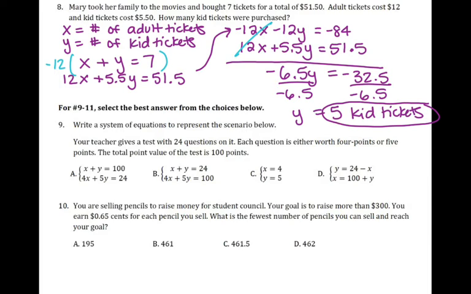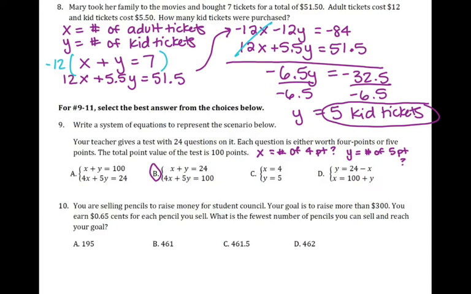So I'm going to start by identifying my variables. X is going to be the number of 4-point questions, and Y is going to be the number of 5-point questions. So when I add X and Y together, that should equal 24 because there are 24 questions. So I need an X plus Y equals 24. The only answer choice that has that is letter B.